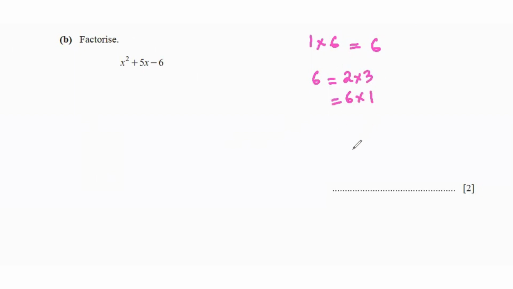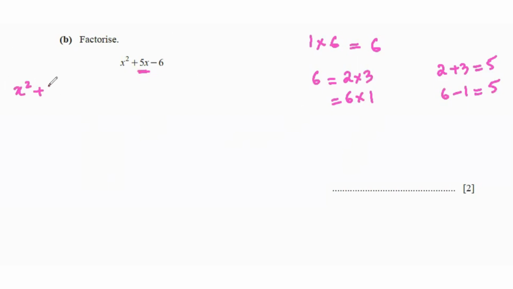From these sets of factors, we have to choose the set which when added or subtracted gives the middle term, which is 5x. So we know that 2 plus 3 is 5 and 6 minus 1 is also 5. So both factor sets give us the value of 5. Let's try plugging in both and see how we can decide which one is the best.